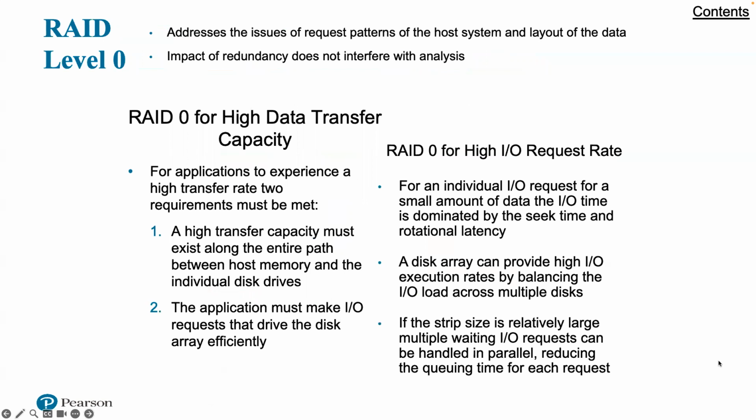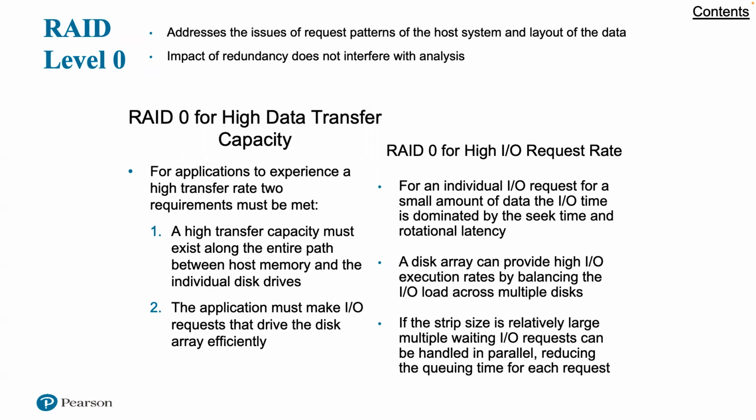The performance of any of the RAID levels depends critically on the request pattern of the host system and on the layout of the data. These issues can be most clearly addressed in RAID 0, where the impact of redundancy does not interfere with the analysis. First, let us consider the use of RAID 0 to achieve a high data rate.